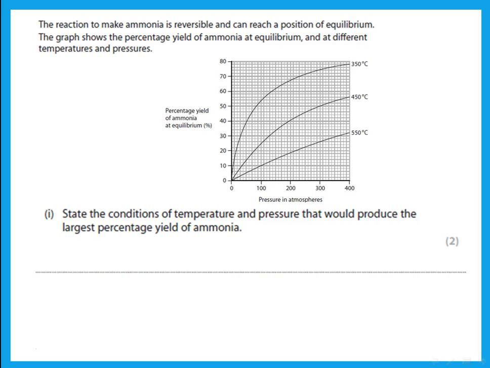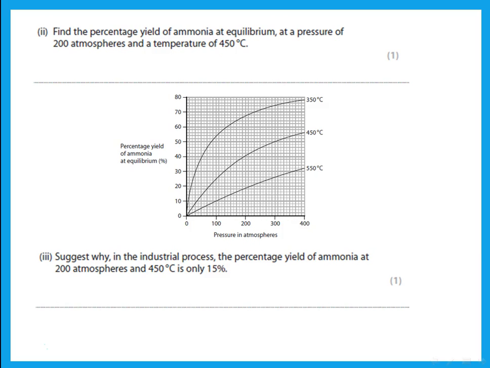Okay, first of all, was it at low pressure or at high pressure? Well, you can see that as we go from 0 to 100 to 200 to 300 to 400 atmosphere pressure, the percent yield of ammonia is increasing. So we have the highest percent ammonia at 400 atmospheres. Then we have three temperatures, 550, 450, and 350. Where do we have a higher yield? The one at 350 degrees Celsius.